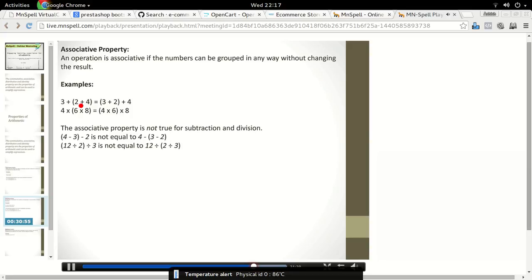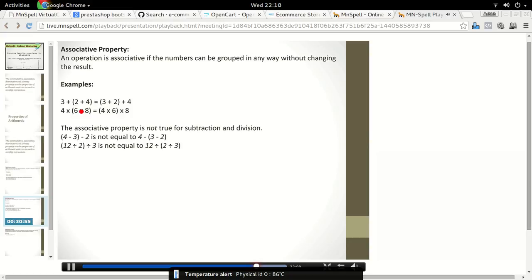Now if we follow the rules, then we are going to work first the one within the parenthesis. So 2 plus 4 is going to give us 6. So 3 plus 6 will give us 9. Now if we change the order, if we put 3 plus 2 in the parenthesis and 4 is outside, so same here, we are going to work the one in the parenthesis, that is 3 plus 2 equals 5. So 5 plus 4 equals 9.